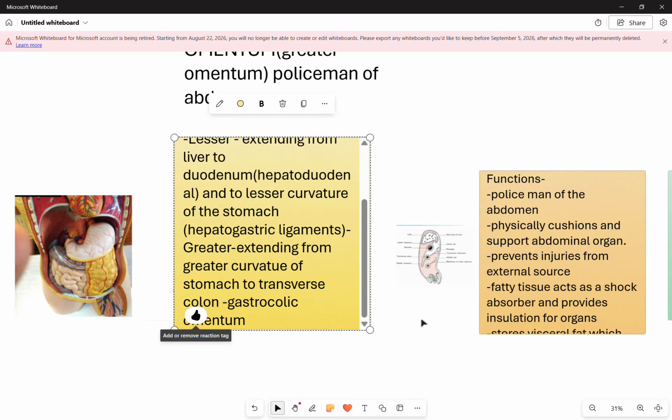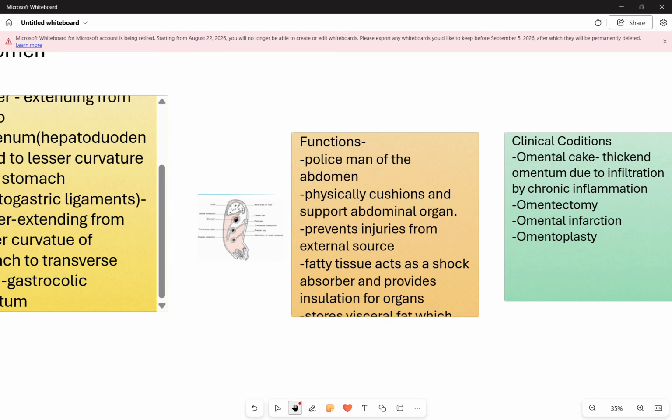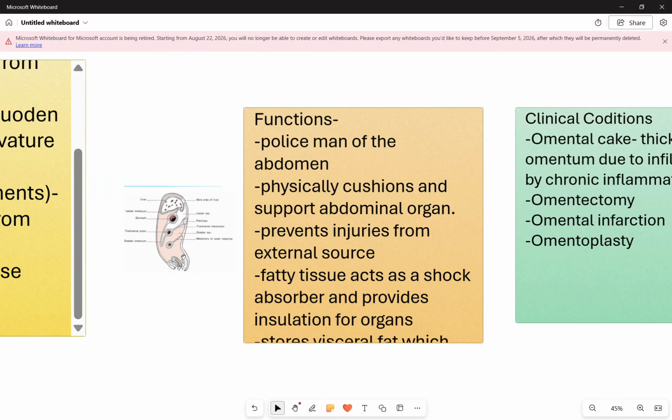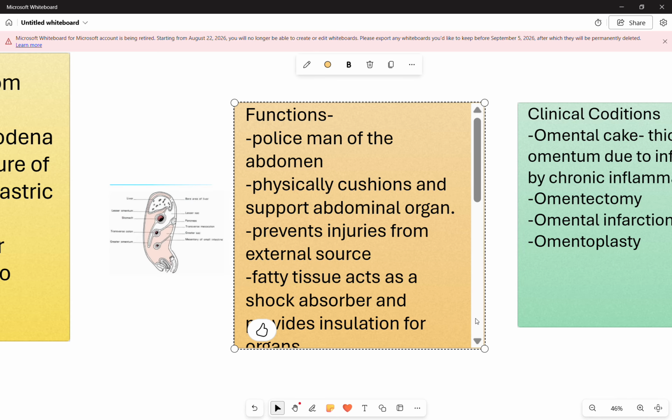Now I come to the functions of the Omentum. Omentum has got a number of functions. Number one, you can appreciate that it is lying in front of the intestine, just beneath the abdominal wall muscles. And it is a fatty apron.